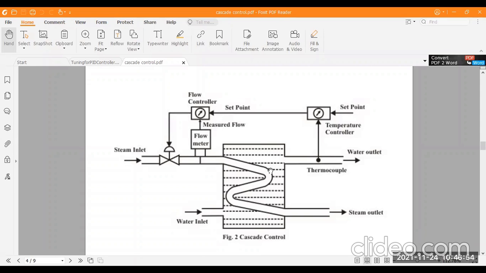Okay, one question is also coming from these three control parts, which we have to discuss day by day. First one, cascade control system. Number two, feed forward control system, and number three, ratio control system. From these three control systems, one question is also coming in your semester exam.